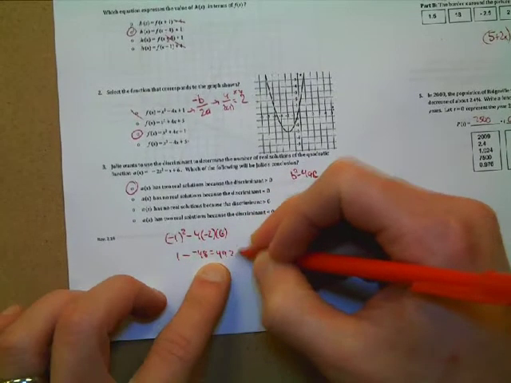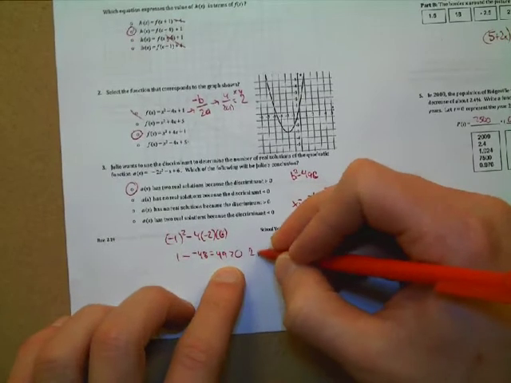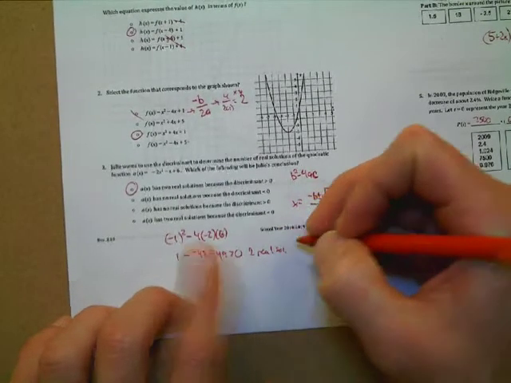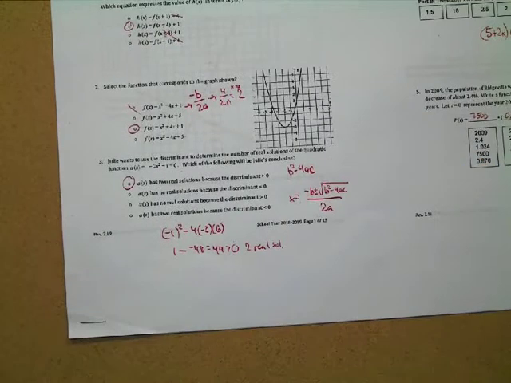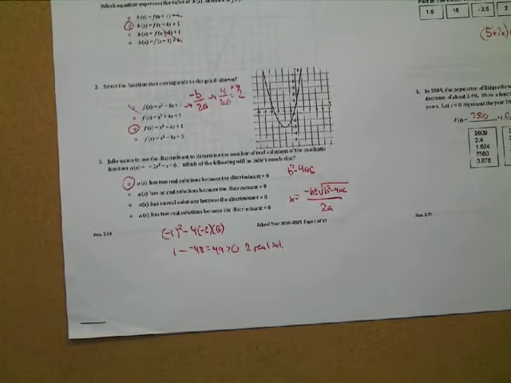Okay, now remember, since 49 is greater than 0, that means 2 real solutions. If your discriminant is greater than 0, that means you have 2 real solutions. If your discriminant is equal to 0, one real solution. And if your discriminant is less than 0, no real solutions.